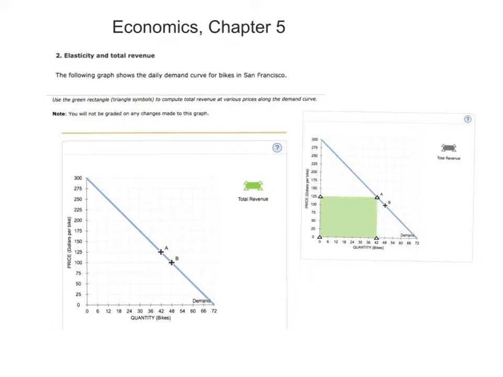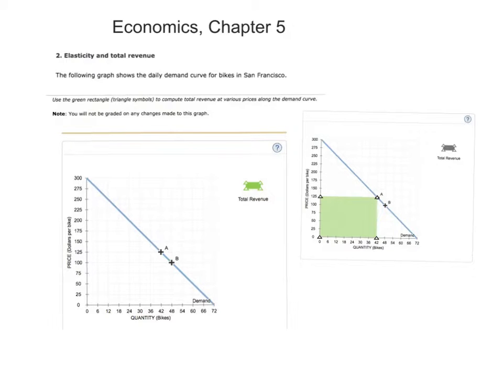So here we've got a graph that shows the daily demand curve for bikes in San Francisco. I don't know why anyone would want to ride a bike in San Francisco because it's a little hilly, but apparently some people do. So in this case, we're looking at this demand curve that shows us that as the price goes up, the quantity demanded goes down, exactly what we could expect.